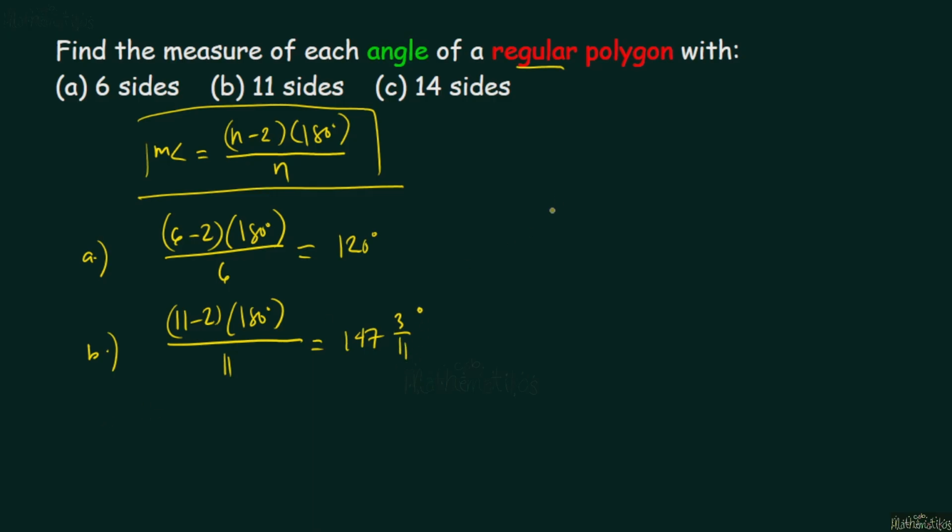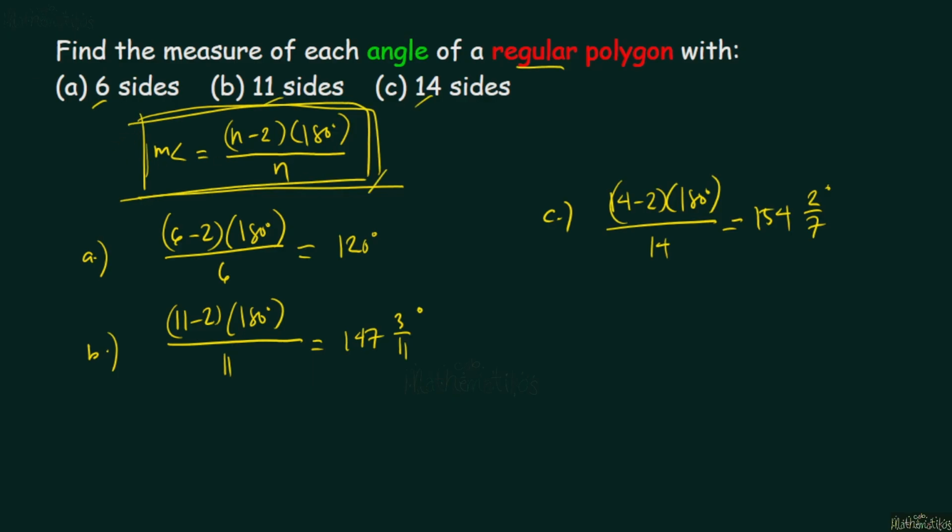And for letter C, we have 14 sides. So 14 minus 2 times 180 degrees divided by 14 is equal to 154 and 2 over 7 degrees. So these are the measures of each angle of a regular polygon with the corresponding sides. So remember or take note of this formula. n is the number of sides of the regular polygon.